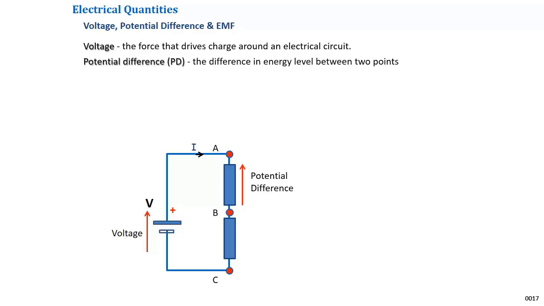The term potential difference is used when considering the difference in energy levels between 2 points in a circuit caused by the presence of a voltage source. This is analogous to looking at the difference in pressure between 2 points in a pressurized water system.